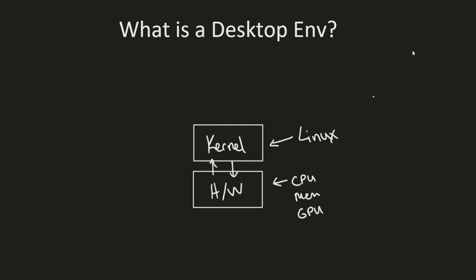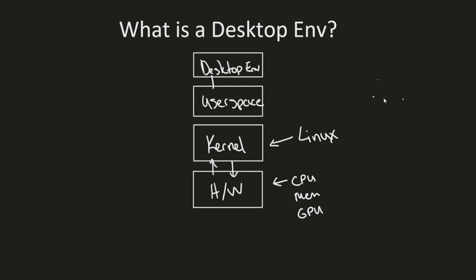Instead, we want to focus on a couple layers above the kernel. Another layer that we have is something called user or user space, which is also a key part of the operating system where user applications and processes run. It's separated from the kernel space, and you can imagine this is where a desktop environment exists and runs entirely in user space. So we can depict this as having a desktop environment on top of user space, on top of the kernel, on top of your hardware.